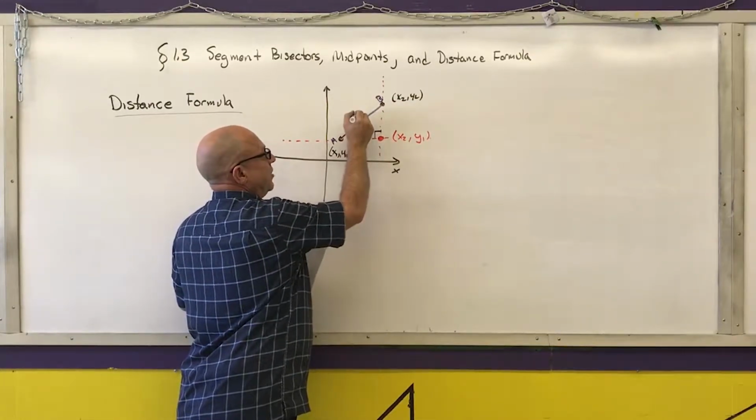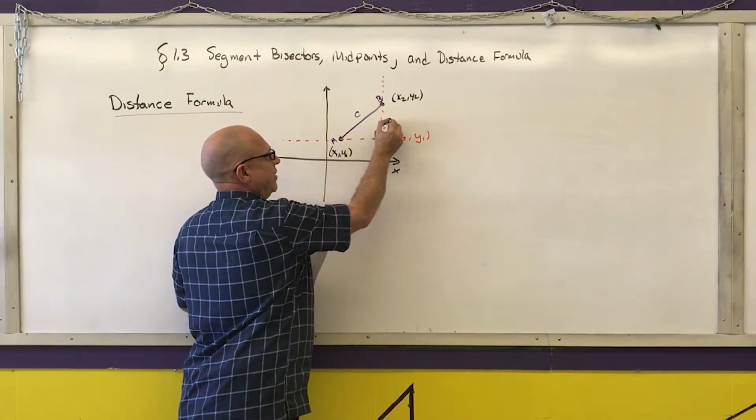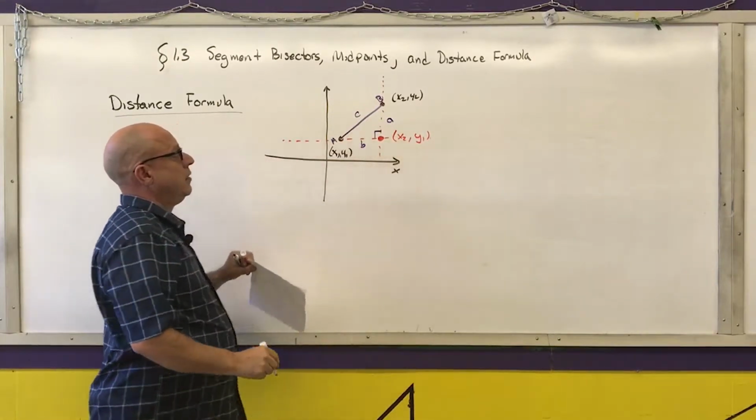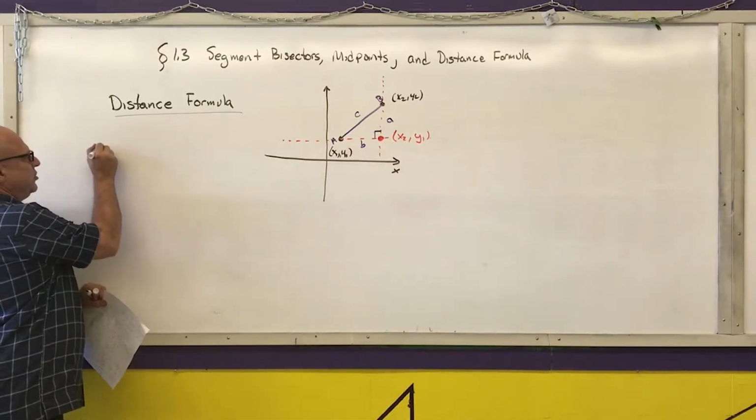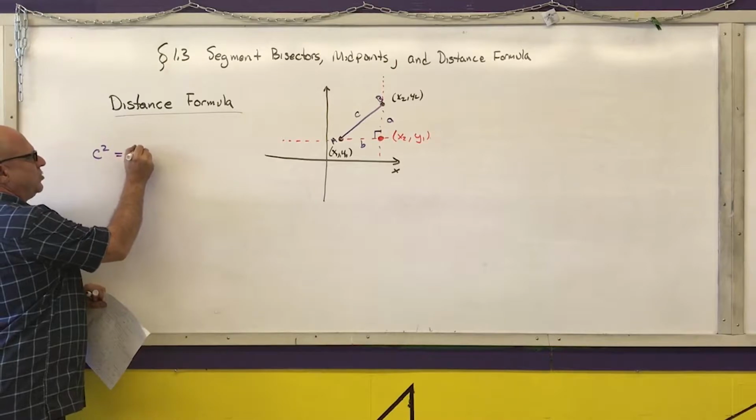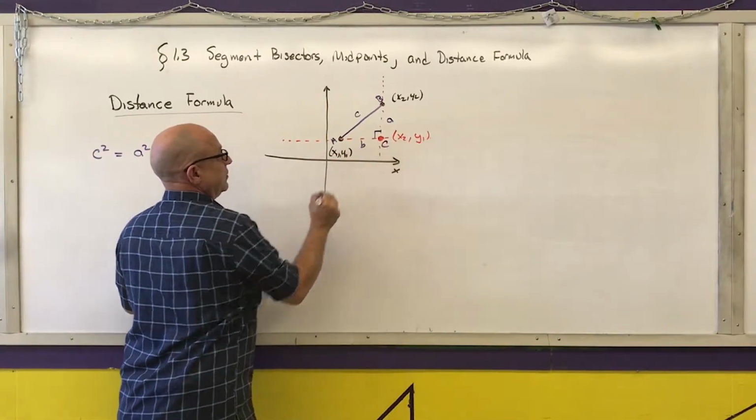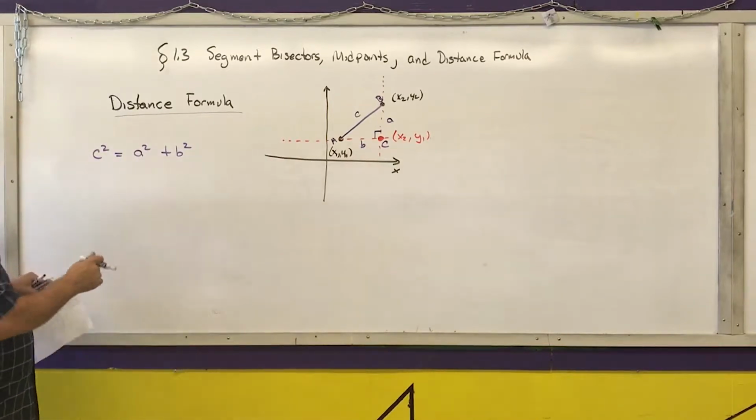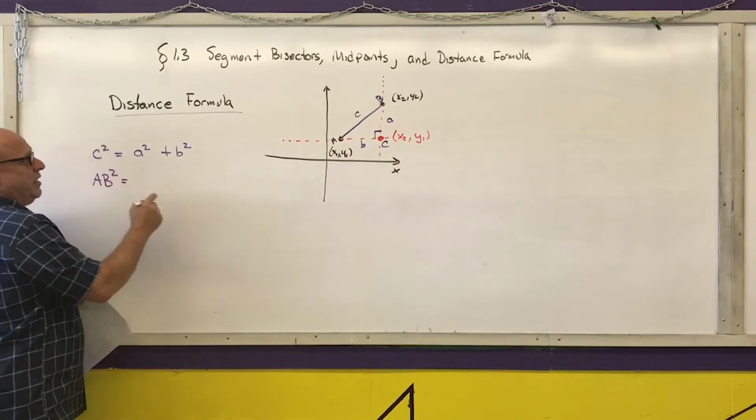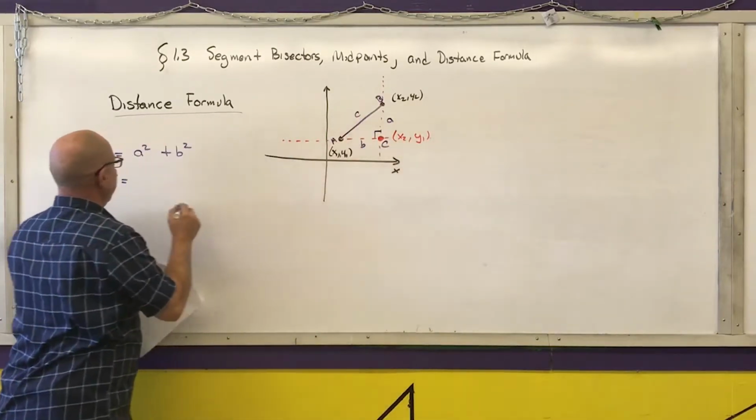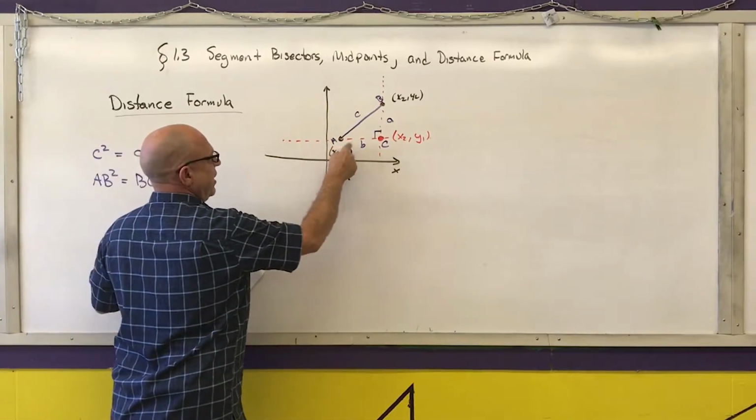So what I'm going to do is call this segment C. We'll call this one A, and we'll call this one B. And I know that using the Pythagorean theorem, C squared is equal to A squared plus B squared. Let me call that point C. So I know that the length of AB squared is the length of BC squared plus the length of AC squared.